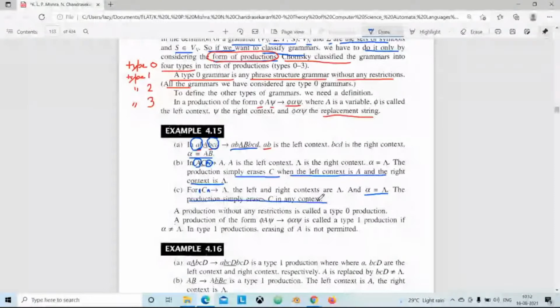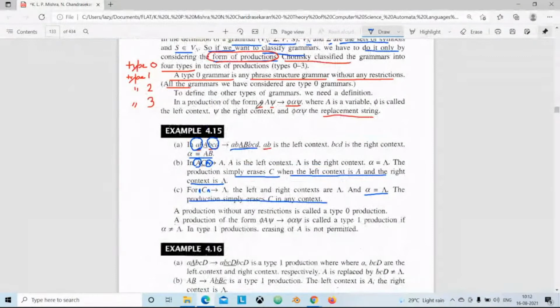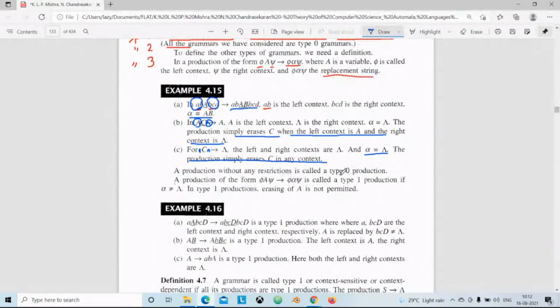These are a few examples, and you can see many more so that you can recognize what is the left context, the right context, the replacement string, and alpha. A production without any restriction is called a type 0 production. Everything is allowed, like erasing the variable C itself. A production of the form φ A ξ → φ α ξ is called type 1 if alpha is not equal to empty.